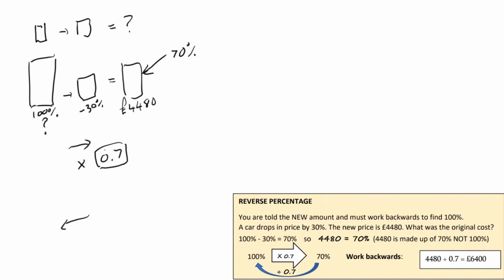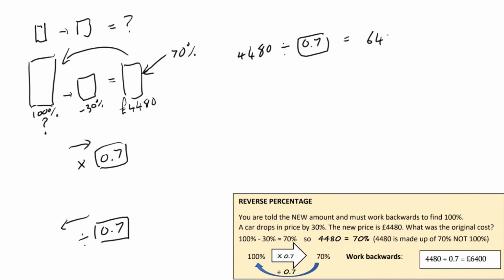Okay, but the thing is, you're not trying to go that way, you're trying to go the other way. So if you think about your inverse operations, what's the opposite of times? It's divide. So if you divide by that amount, that will make you go backward. You'll go back the other way. So if you do 4,480 divided by 0.7, that will give you your original answer, okay? Which is 6,400 in this case. So that's what's happening there with that reverse percentage.